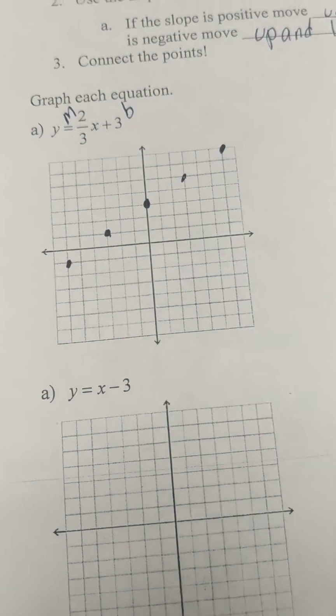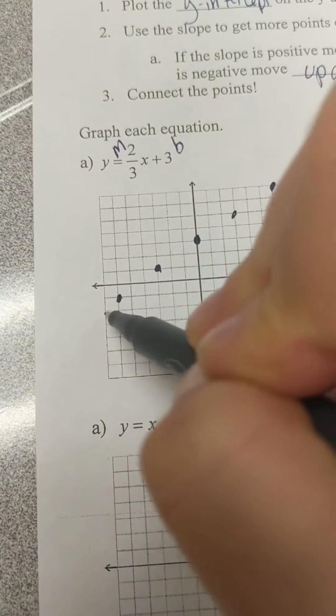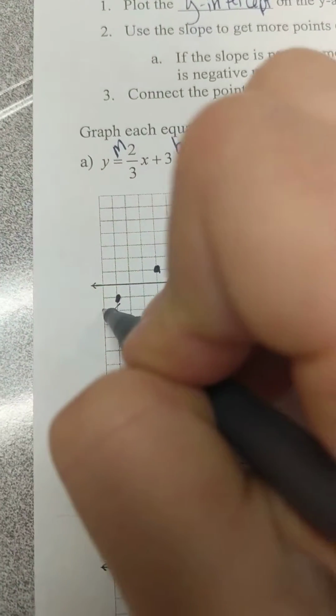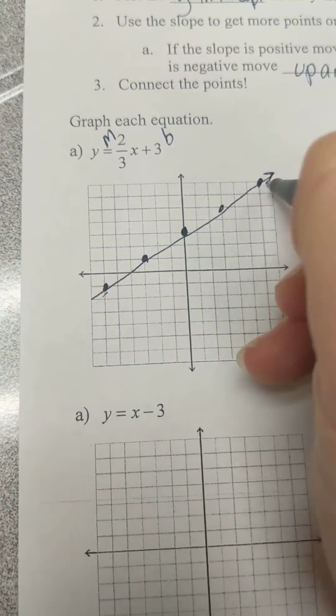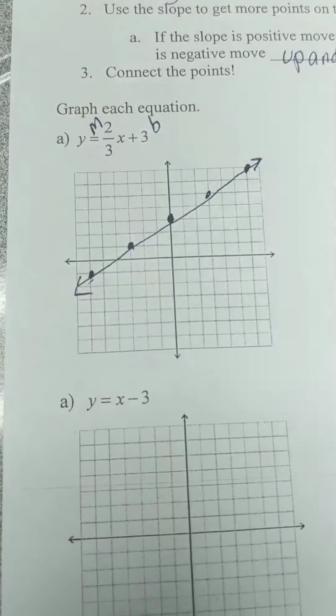And then from there, you can just draw your line. Make sure you are as close to a straight line as possible. Remember, you can grab a ruler if you need to. Oops, I missed a point, sorry. And put your arrows.